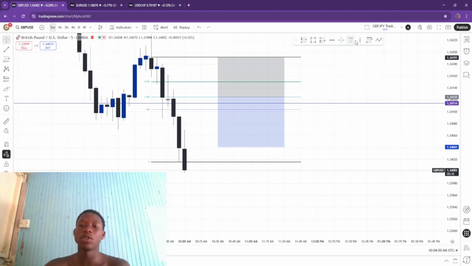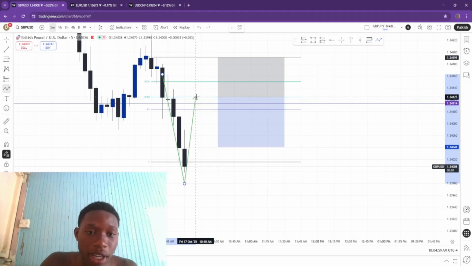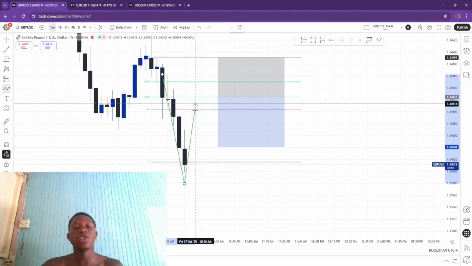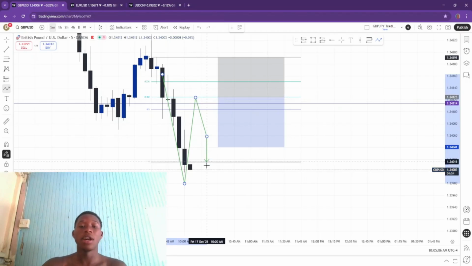We're waiting for price to keep going down. We're waiting for price to retrace back into that Fibonacci zone, which is the 0.382 line. Hit that line, we enter right there, and we're just waiting for price to keep on going down.